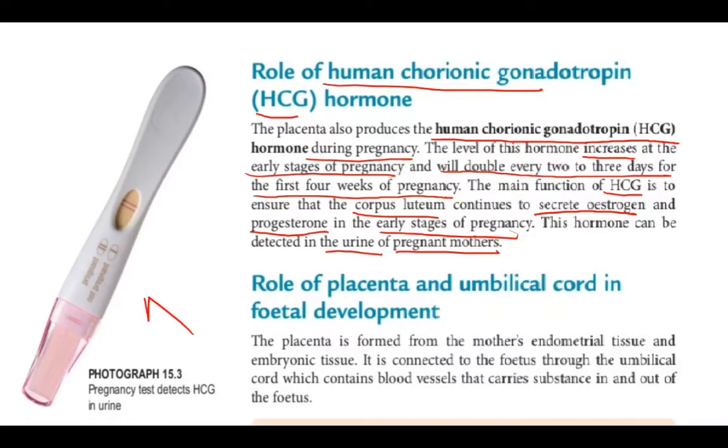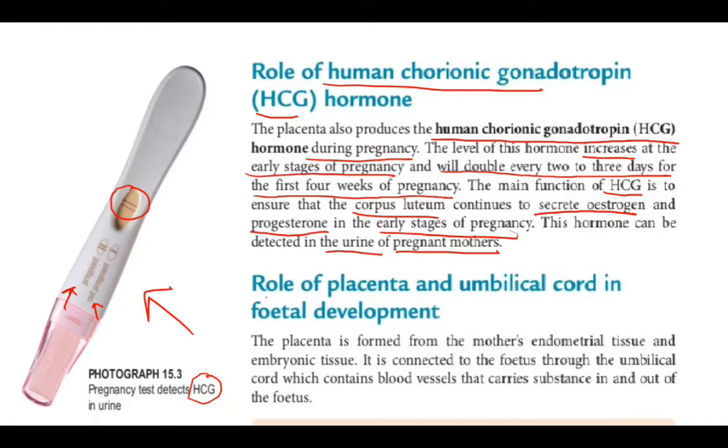Here, this is a pregnancy test that detects HCG in the urine of pregnant mothers. If there are 2 lines, it means pregnant; if a single line, it means not pregnant. So this pregnancy test detects HCG hormone in urine. If HCG hormone in urine is detected by this pregnancy test, then the mother is pregnant.